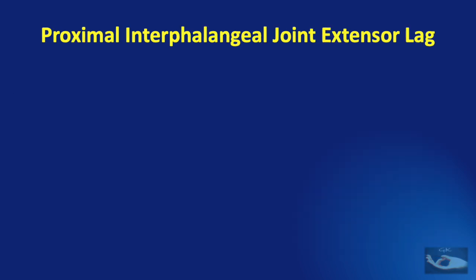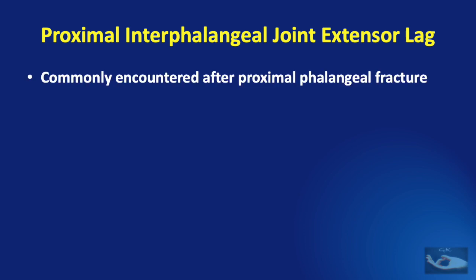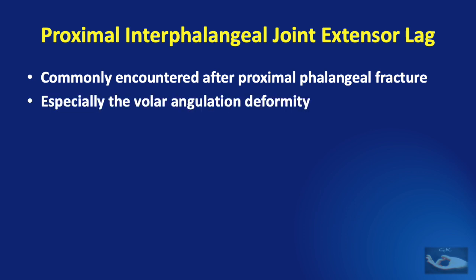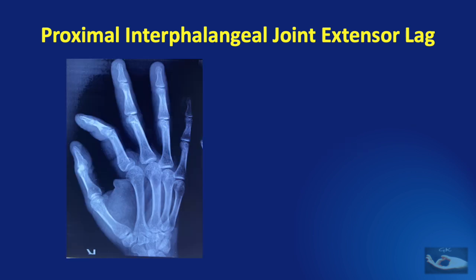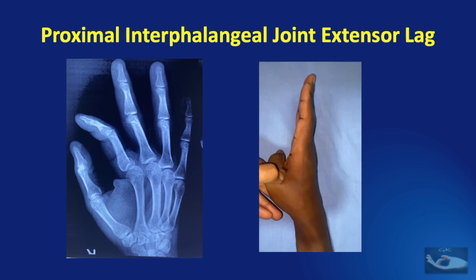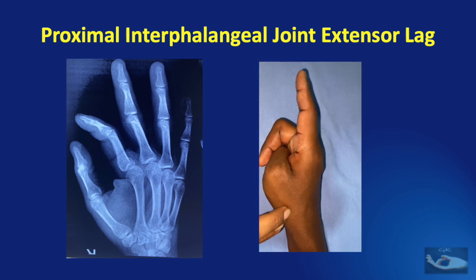Proximal interphalangeal joint extensor lag is also a common problem that can be seen following phalangeal fractures, and this problem is much more common with the volar angulation deformity of the phalanx. This extensor lag could be caused by adhesions of the dorsal apparatus to the proximal phalanx or shortening of the proximal phalanx. In this clinical example, we can make out the volar angulation deformity on the proximal phalanx of the index finger and the resulting extensor lag at the PIP joint.